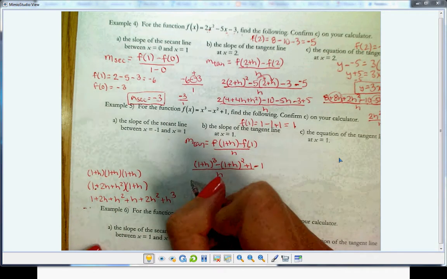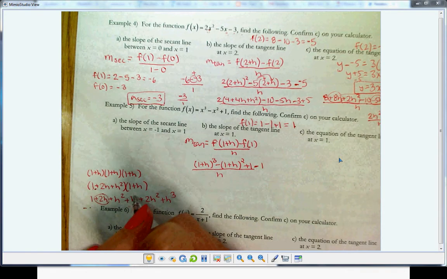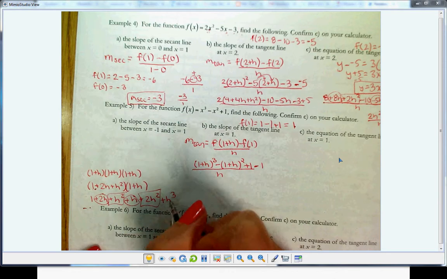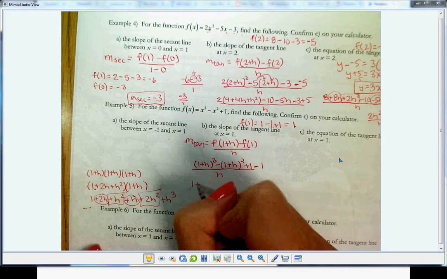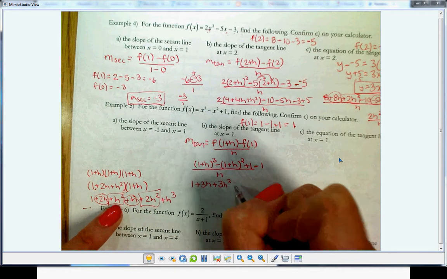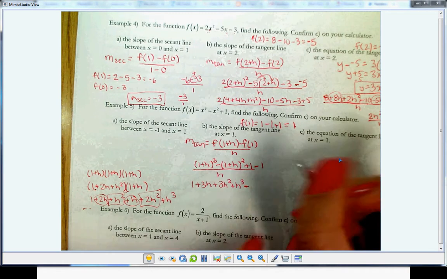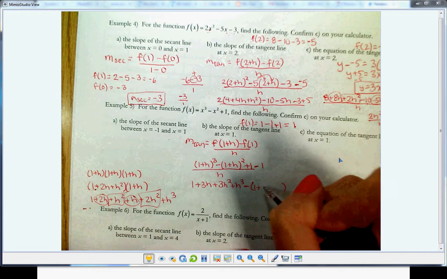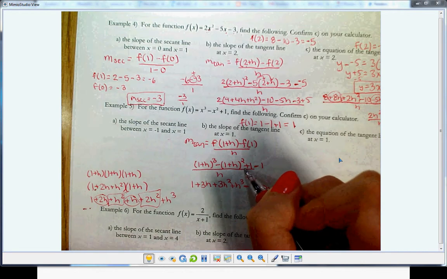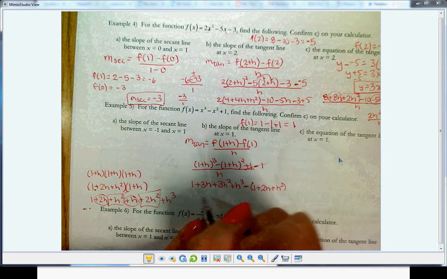So I have, let me combine like terms. So this is 2h, h, I have h squared, 2h squared, and I have an h cubed. So I have 1 plus 3h plus 3h squared plus h cubed. And now I'm subtracting 1 plus h squared. So 1 plus h squared is 1 plus 2h plus h squared. And then this plus 1 minus 1 cancel each other out, so I'm just going to get rid of that. And this is all over h.